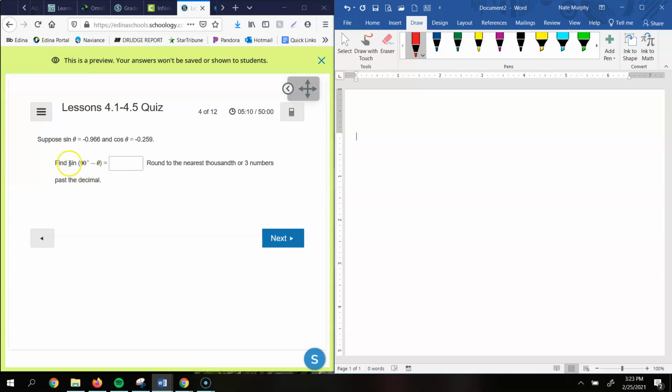The Complements Theorem tells us that the sine of 90 minus theta is equal to the cosine of theta. So the cosine of theta is negative 0.259. So that's going to be our answer here, negative 0.259.